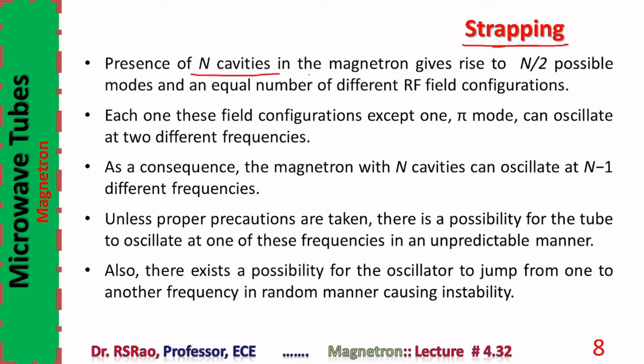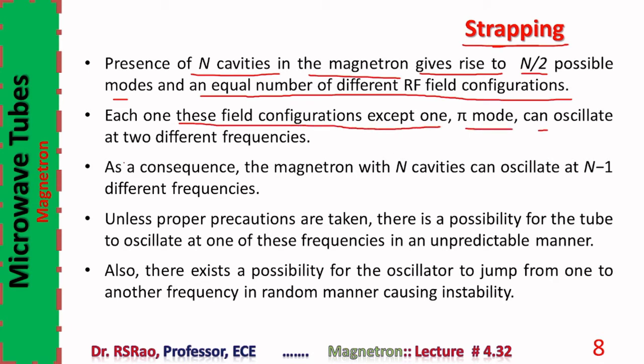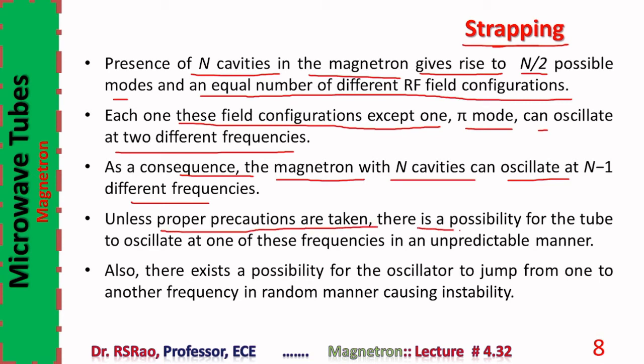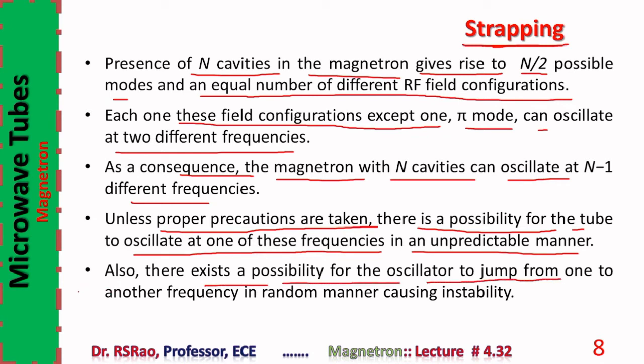A few points regarding strapping. Presence of n cavities in the magnetron gives rise to n/2 possible modes and an equal number of different RF field configurations. Each one of these field configurations, except the pi mode, can oscillate at two different frequencies. As a consequence, the magnetron with n cavities can oscillate at n − 1 different frequencies. Unless proper precautions are taken, there is a possibility for the tube to oscillate at one of these frequencies in an unpredictable manner. Also, the oscillator may jump from one frequency to another in a random manner, causing instability.